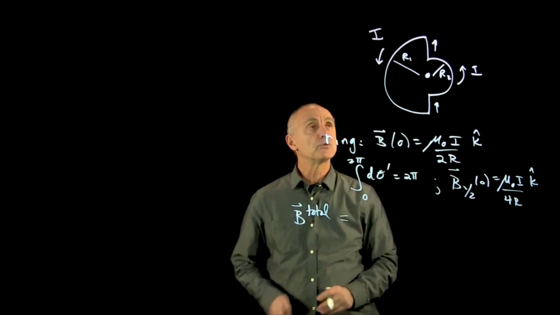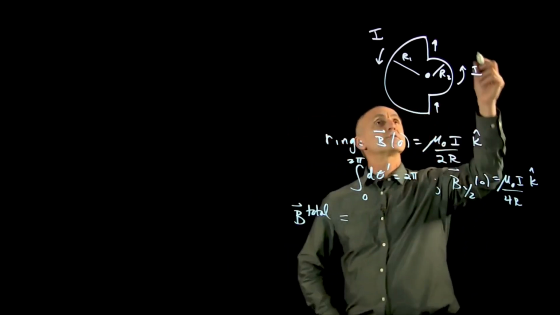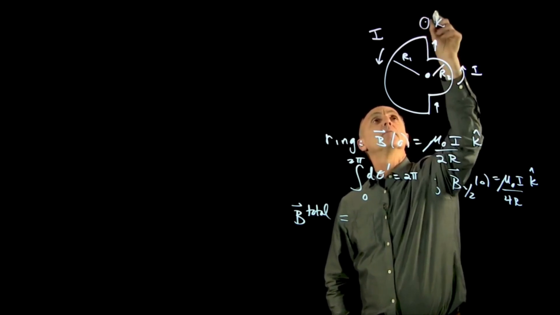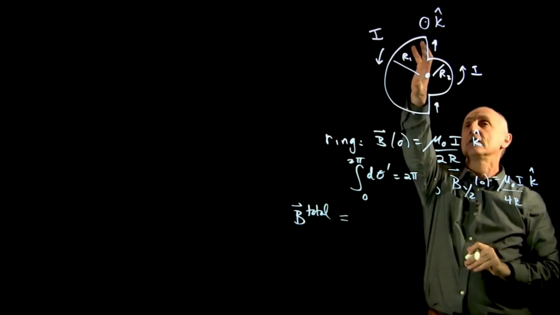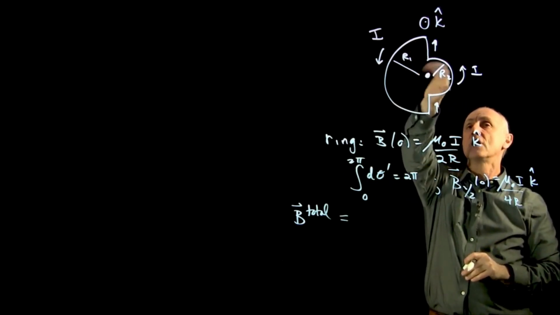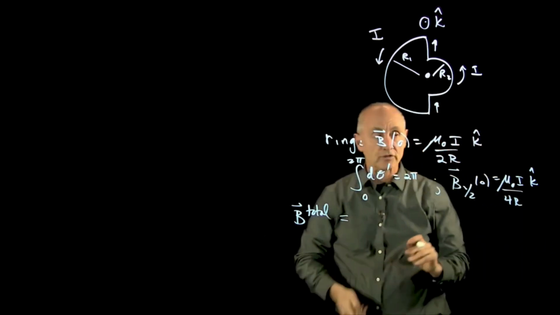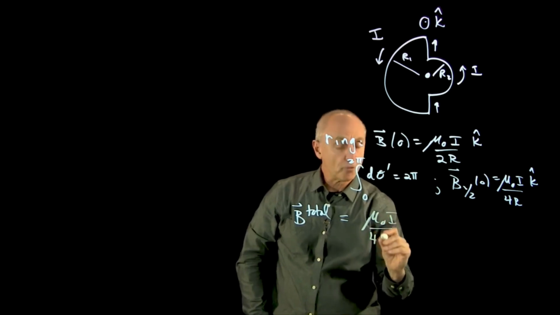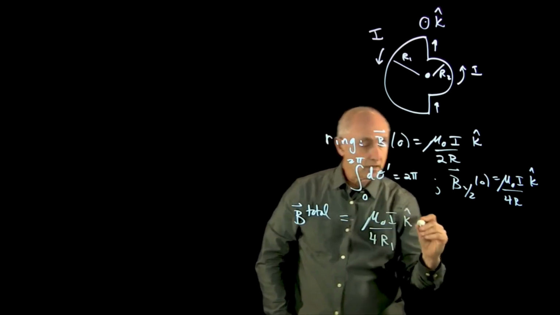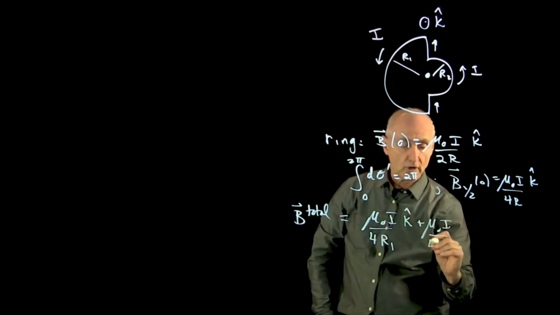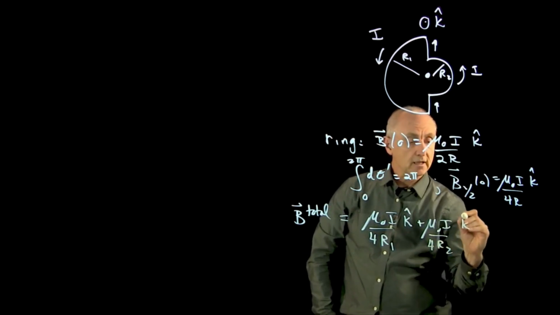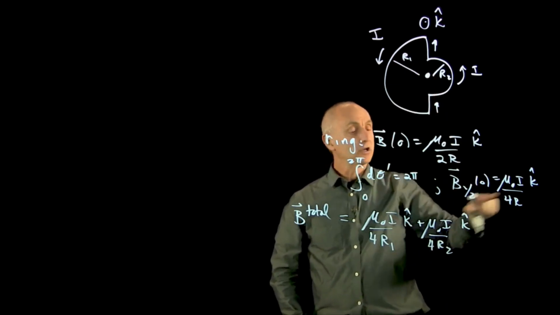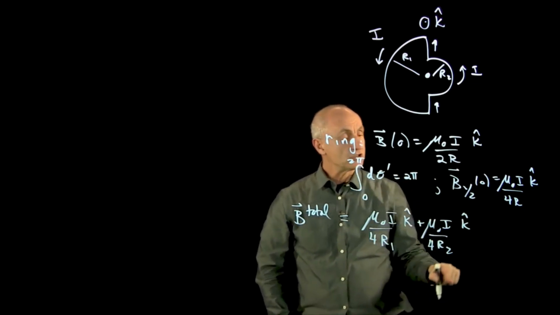So now what we have to do is be a little bit careful. Let's choose a coordinate system in which here we'll have k hat pointing like that. And you can see that each of these half loops are producing B field in our direction of k hat. And so we have two half rings. So we have mu naught I over 4 R1 k hat plus mu naught I over 4 R2 k hat. And if you were calculating for a different fraction of an arc, you would have a corresponding change in factors.